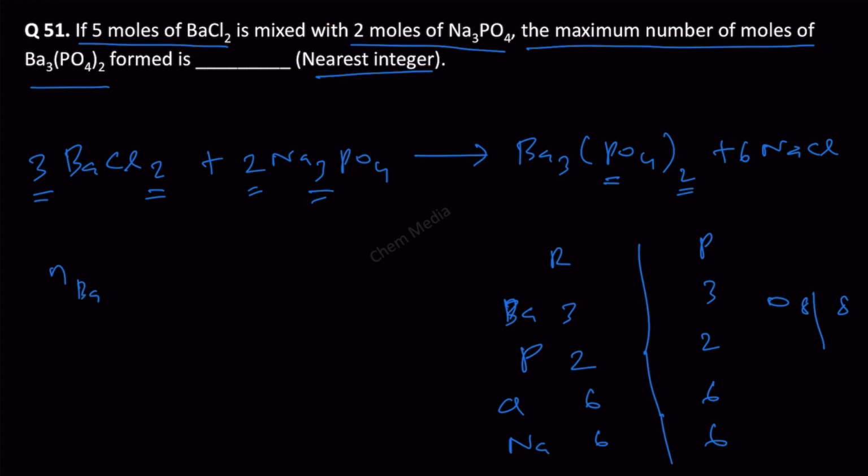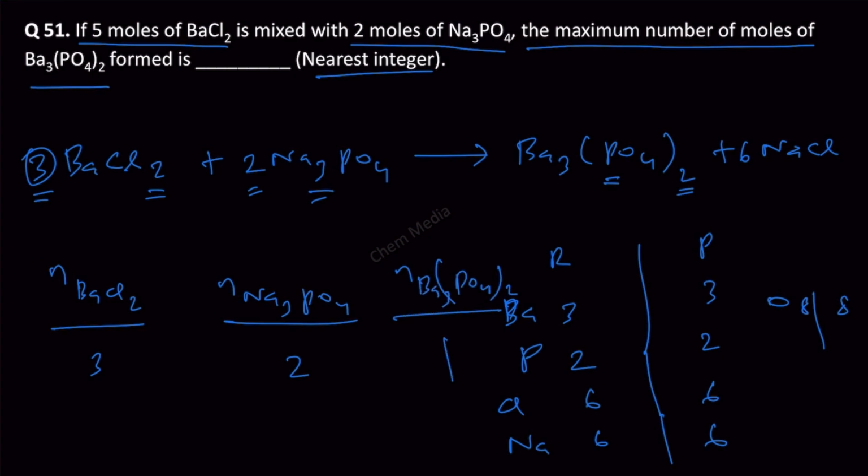Now how to write the stoichiometric moles? Number of moles of barium chloride divided by 3, because we have the stoichiometric coefficient 3, and number of moles of sodium phosphate divided by 2, that should be equated with the number of moles of barium phosphate divided by 1. Now the question is which one to equate. So for that we have to find out the limiting reagent.